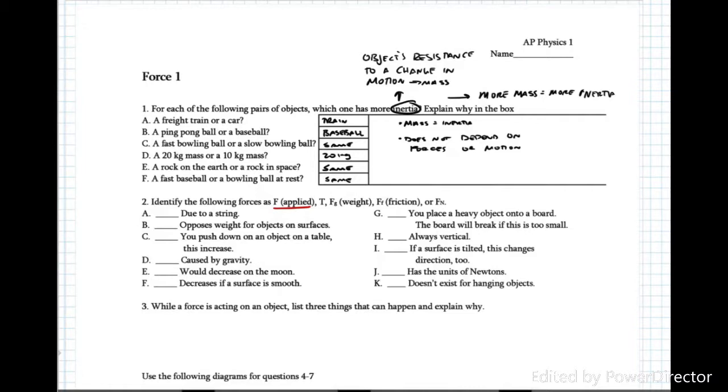Number 2. Identify the following forces as applied, tension, weight, friction, or normal force. All right, so the applied force is just you pushing or pulling on something. Tension is the pull from a string. Weight is the force of gravity. Normal force is a surface force, and it's always perpendicular.